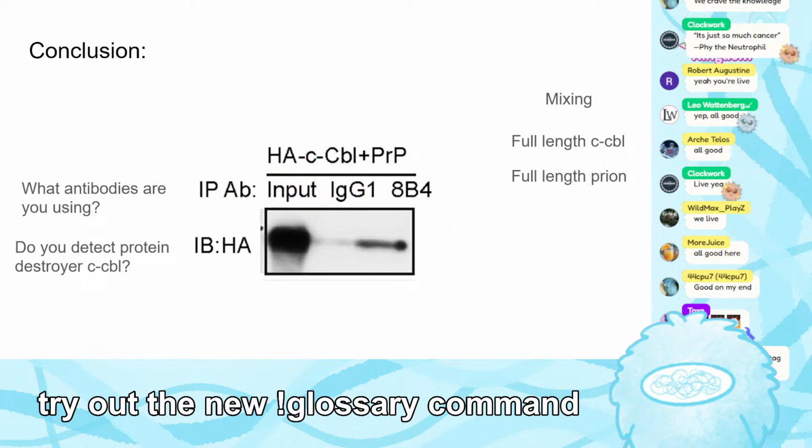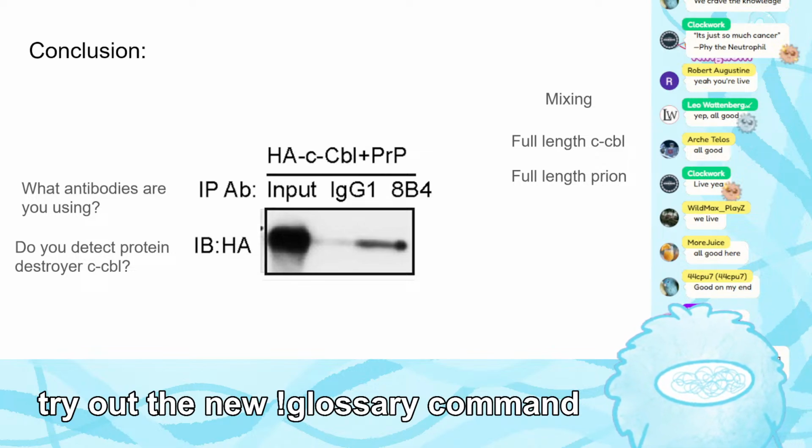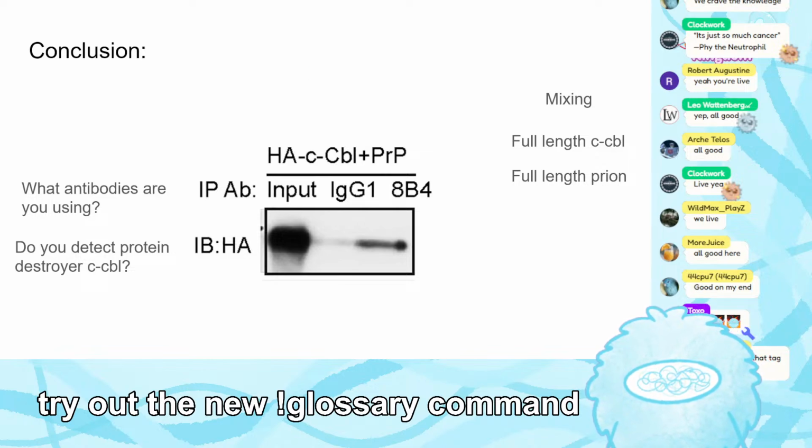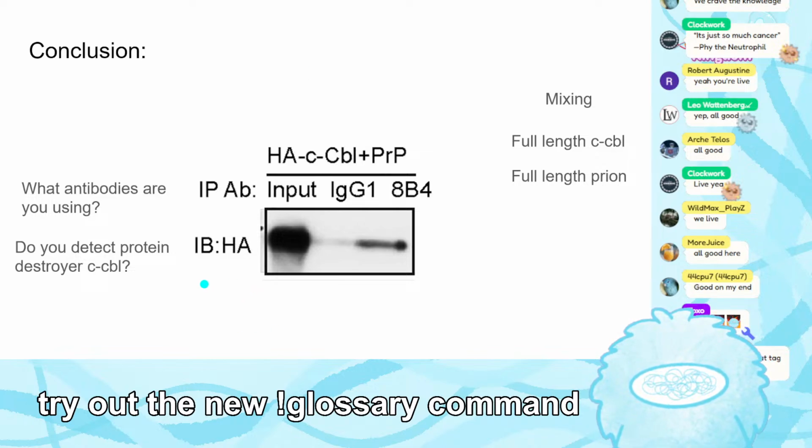So chat, you are ready for a challenge, right? Take a guess. What do we conclude here? HA tag. This is checking for binding to IGF.